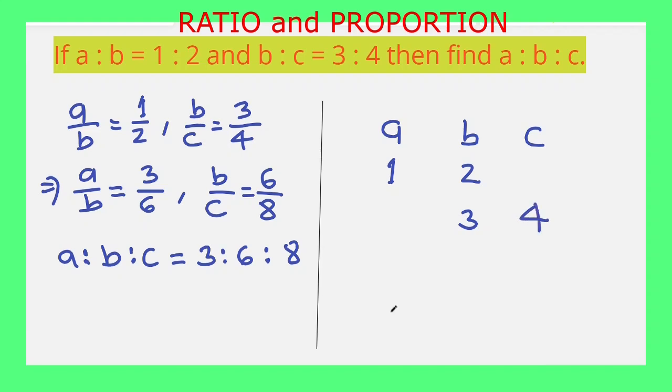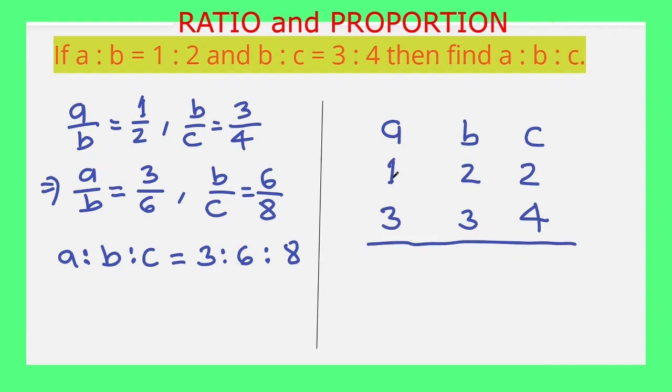Now we see that this portion is blank below C and this portion is blank below A. Now what we have to do? We have to write the last number of 1 ratio 2 in the blank portion below C. So we write 2 here below C. We just have to repeat the number 2 below C. Similarly, we write this 3 below A.